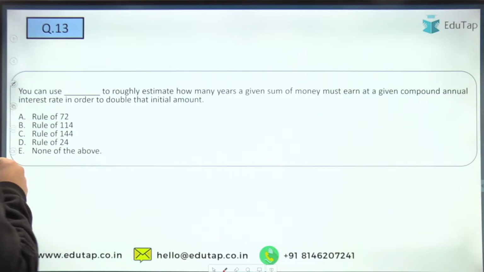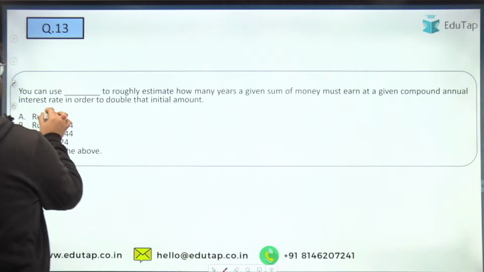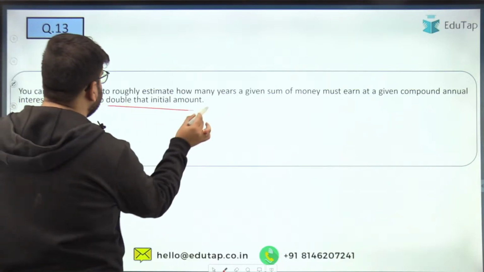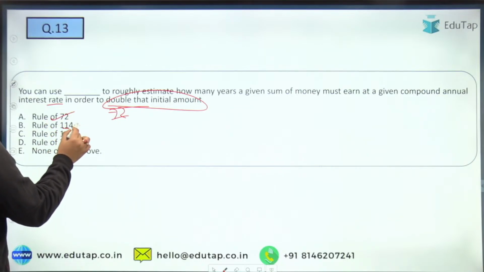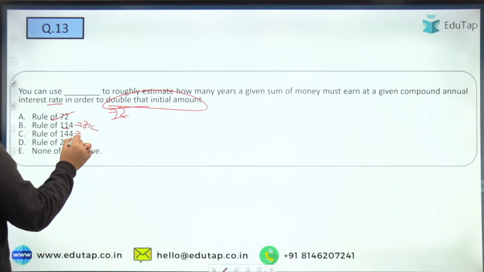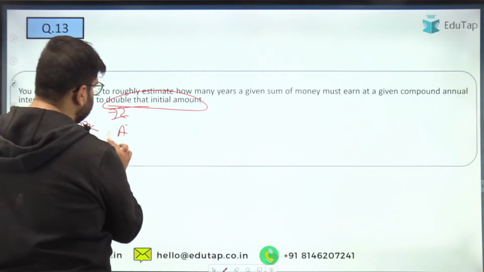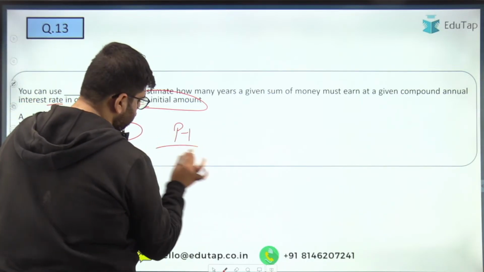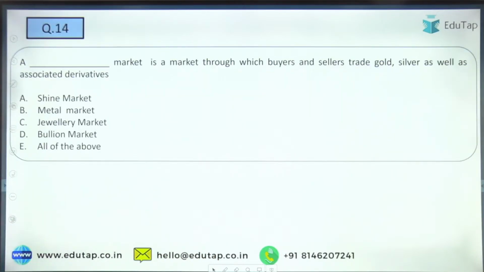You can use dash to roughly estimate how many years a given sum of money will take to double when compounded annually at the interest rate. So whenever you have to double, follow the rule of 72. 114 for 3x, triple, 144 for 4x. So the answer will be option number A. Now this is your phase 1 level of question. Okay. Let's move forward to the 14th.